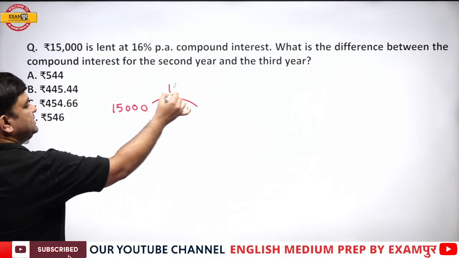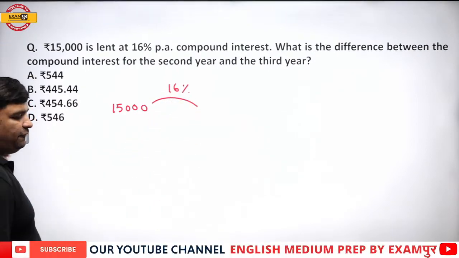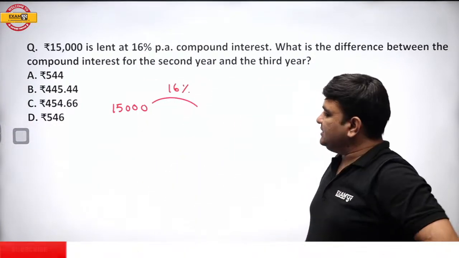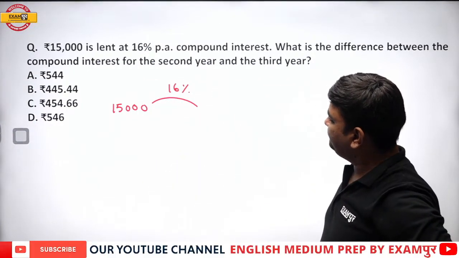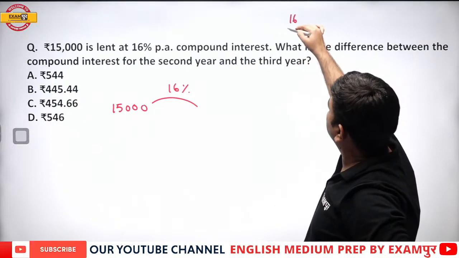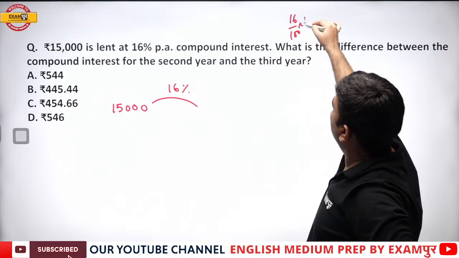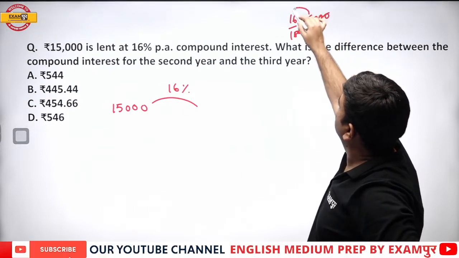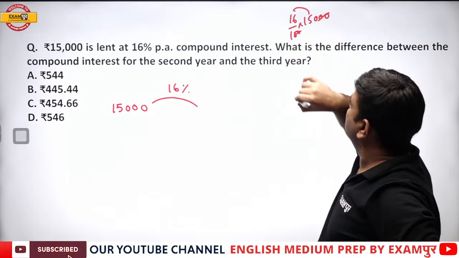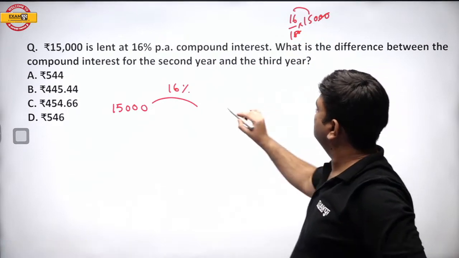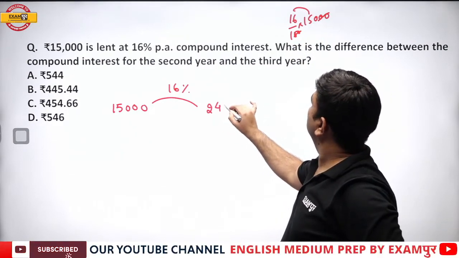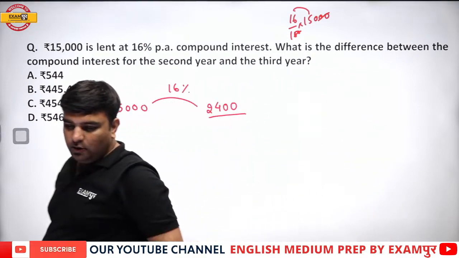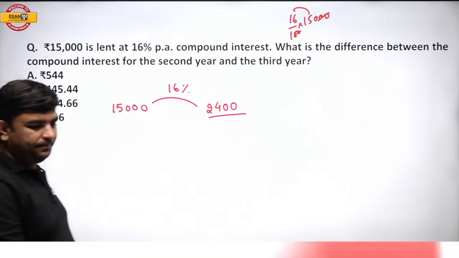CI for the first year is 16% of the principal, which is about $2,400.